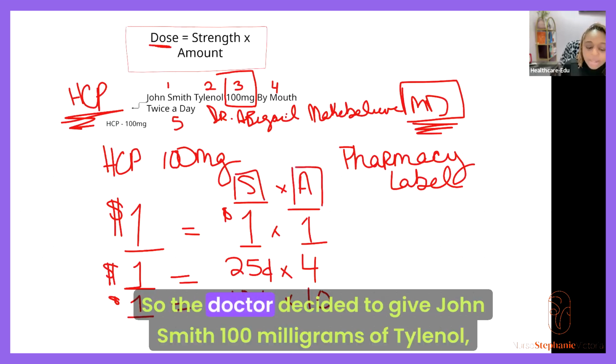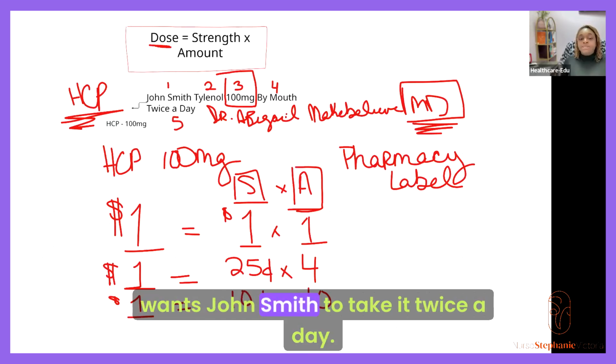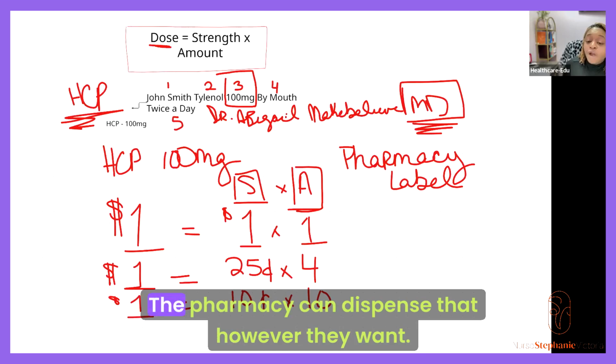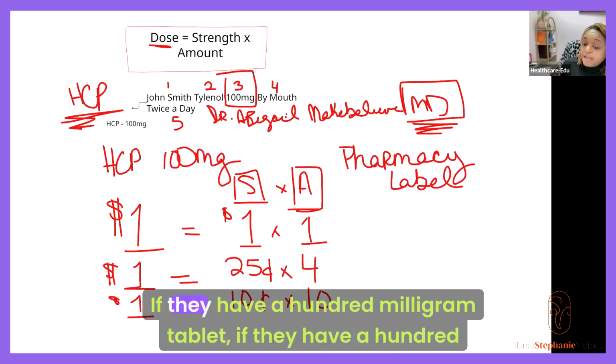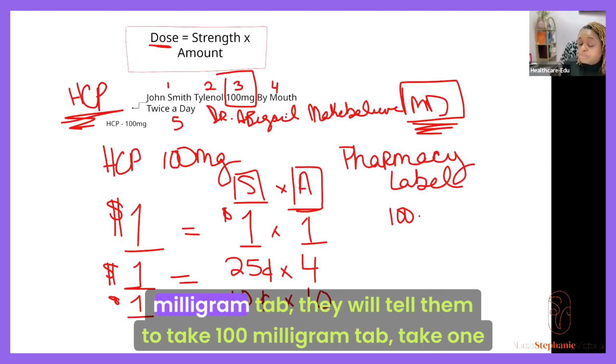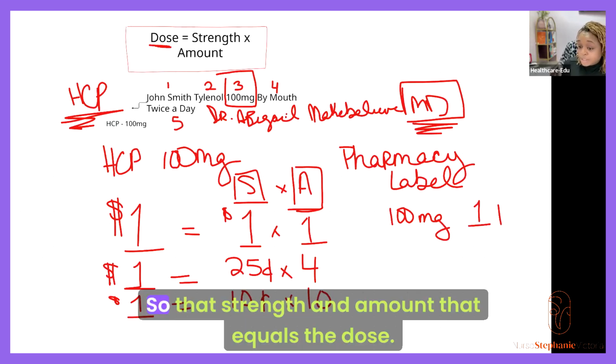So the doctor decided to give John Smith 100 milligrams of Tylenol, wants John Smith to take it twice a day. The pharmacy can dispense that however they want. They go into what they have in their reserves. If they have a 100 milligram tab, they will tell them to take 1 tab. Okay? So that strength and amount equals the dose.